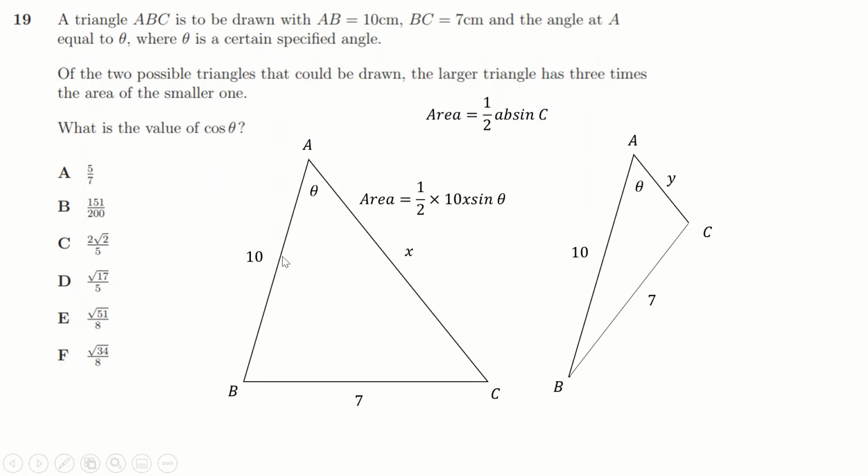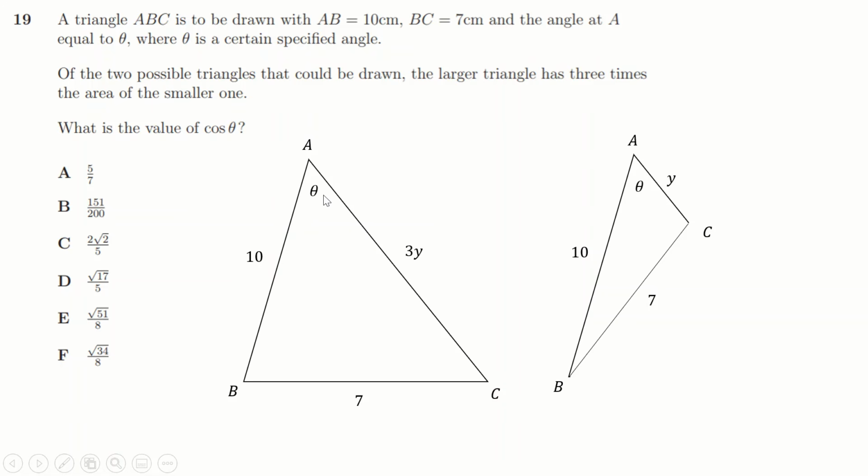So that means half times 10 times x times sine theta is the area of this, and half times 10 times y times sine theta is the area of this. But this is a third of that, or this is 3 times that. And it's fairly obvious when you think about it, but that means that y is just a third of x, or x is 3 times y. Because everything else is identical, right? Half 10 sine theta, those are all the same. So that just means that if I call this y, this is 3y.